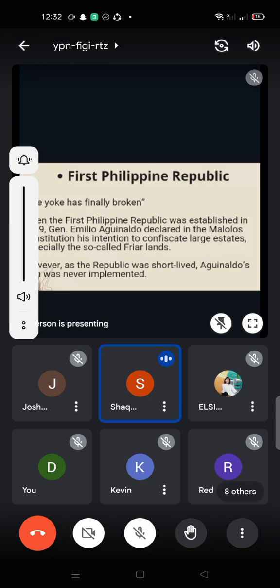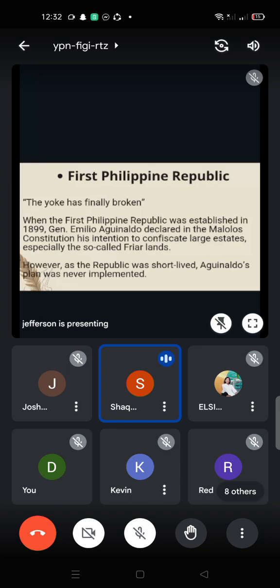First Philippine Republic. The yoke has finally broken. When the First Republic was established in 1899, General Emilio Aguinaldo declared in the Malolos Constitution his intention to confiscate large estates, especially the so-called friar lands. However, as the Republic was short-lived, Aguinaldo's plan was never implemented.